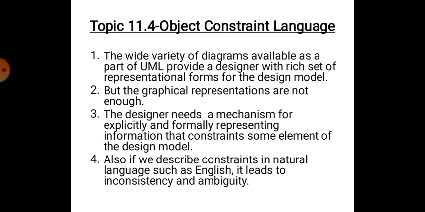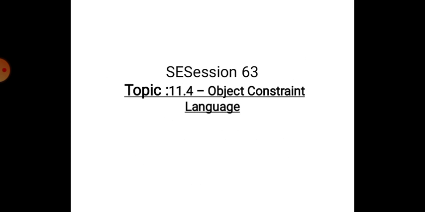Point number 4. Also, if we describe constraints in natural language such as English, it leads to inconsistency and ambiguity. Students, we are well versed with the English language, which is a natural language for most people. But if you try to express constraints in English, as you know, it will lead to inconsistency and ambiguity because most English words have different meanings.